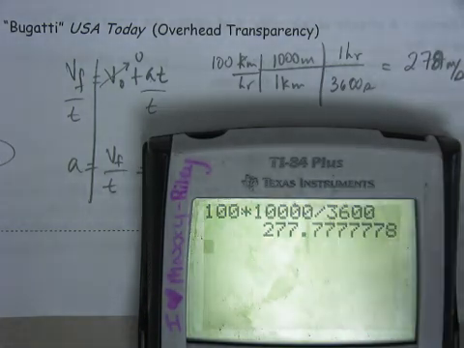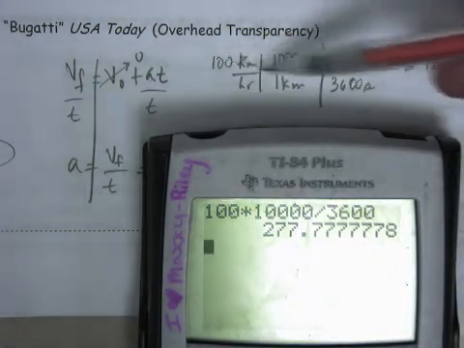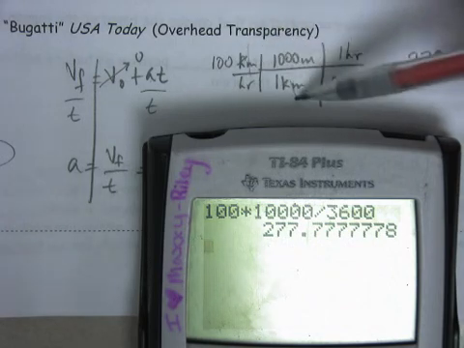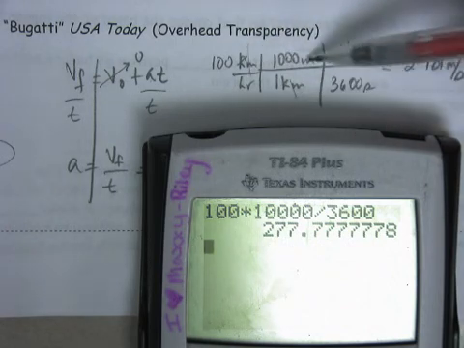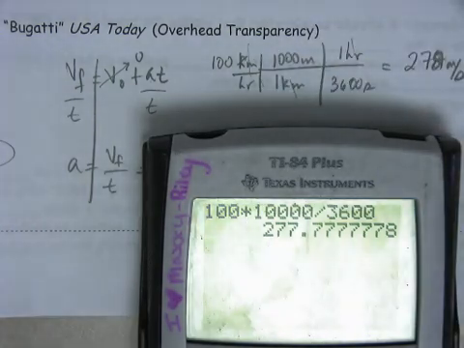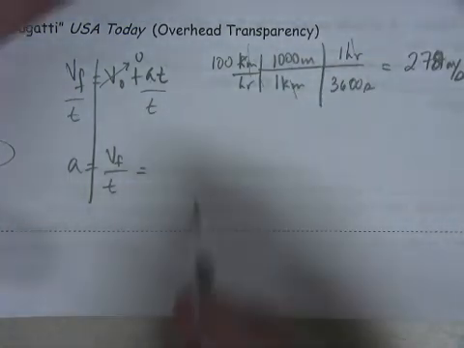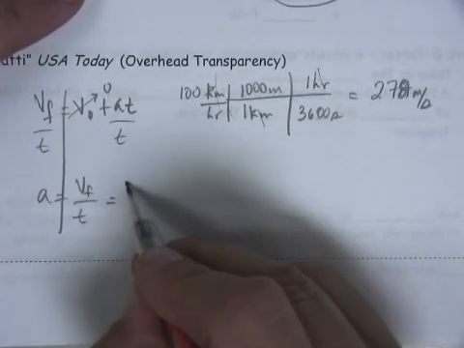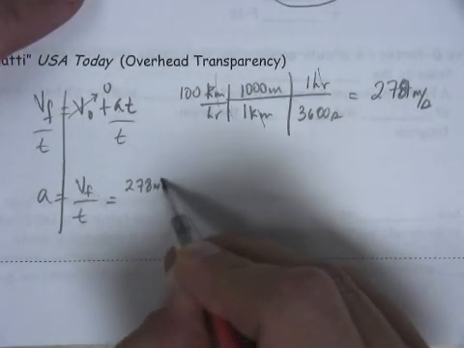Let's make sure I didn't make a mistake on that. So we've got 100 kilometers per hour, 1 kilometer, kilometers cancel. There's your meters on top. Hours there. Yep, that's good. So, and I did my calculation correct. So there it is. So I'm going to say about 278 meters per second.